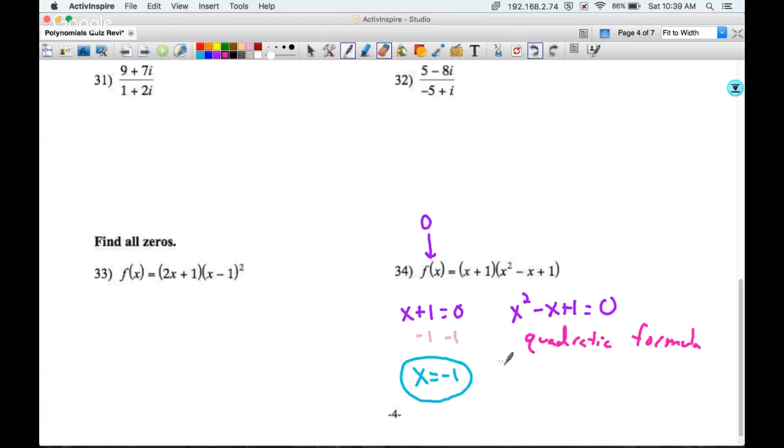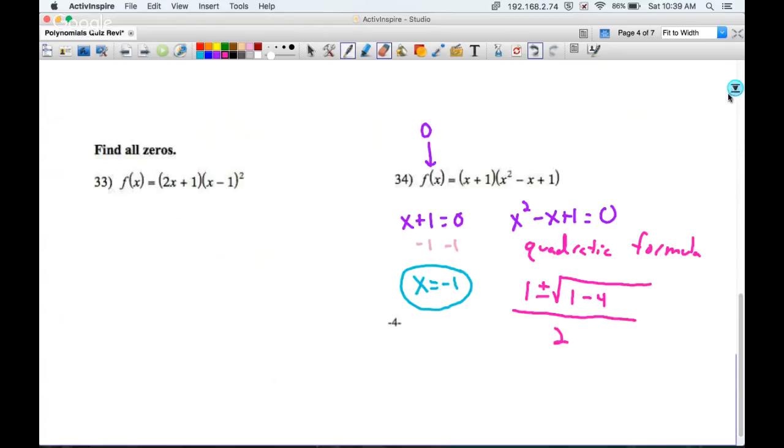So negative b, that's going to become a positive 1, plus or minus the square root of b squared. That's going to become a positive 1 again, because negative 1 squared is positive 1. Minus 4ac, well, a and c are both 1, so it's just minus 4, all over 2a. Well, a is 1, so this is all over 2. How do I simplify this?